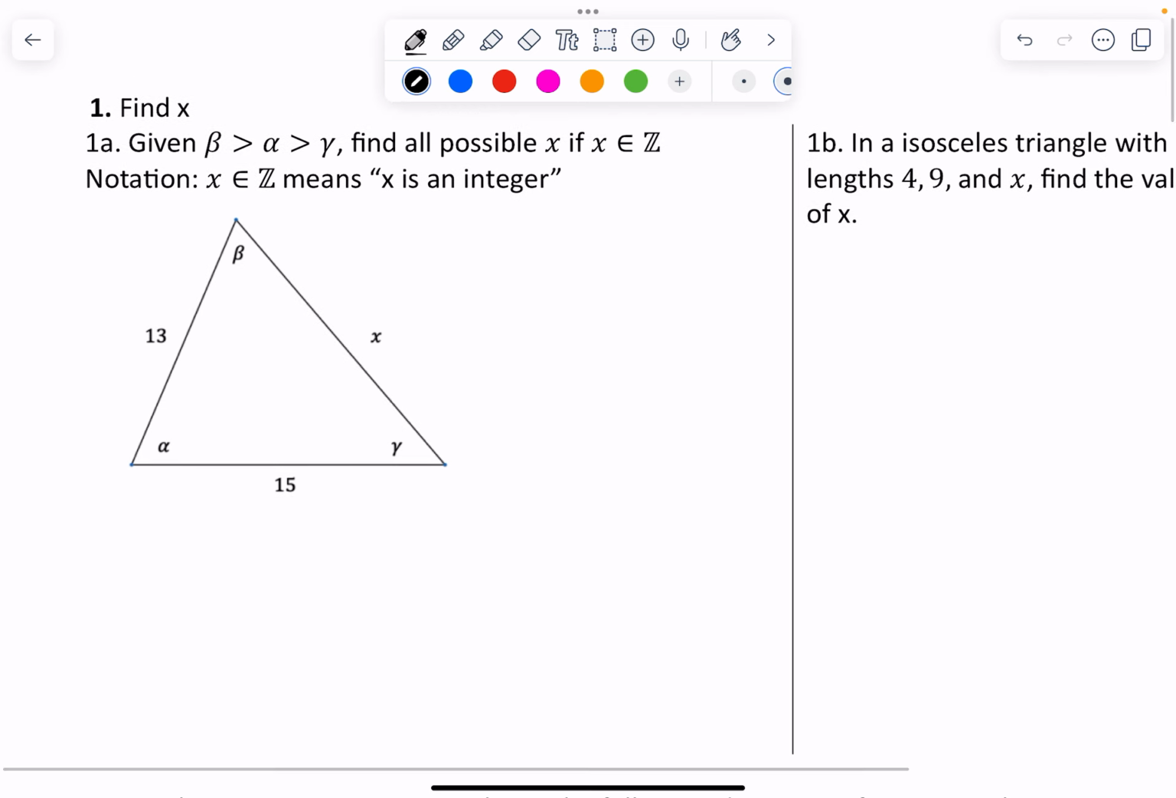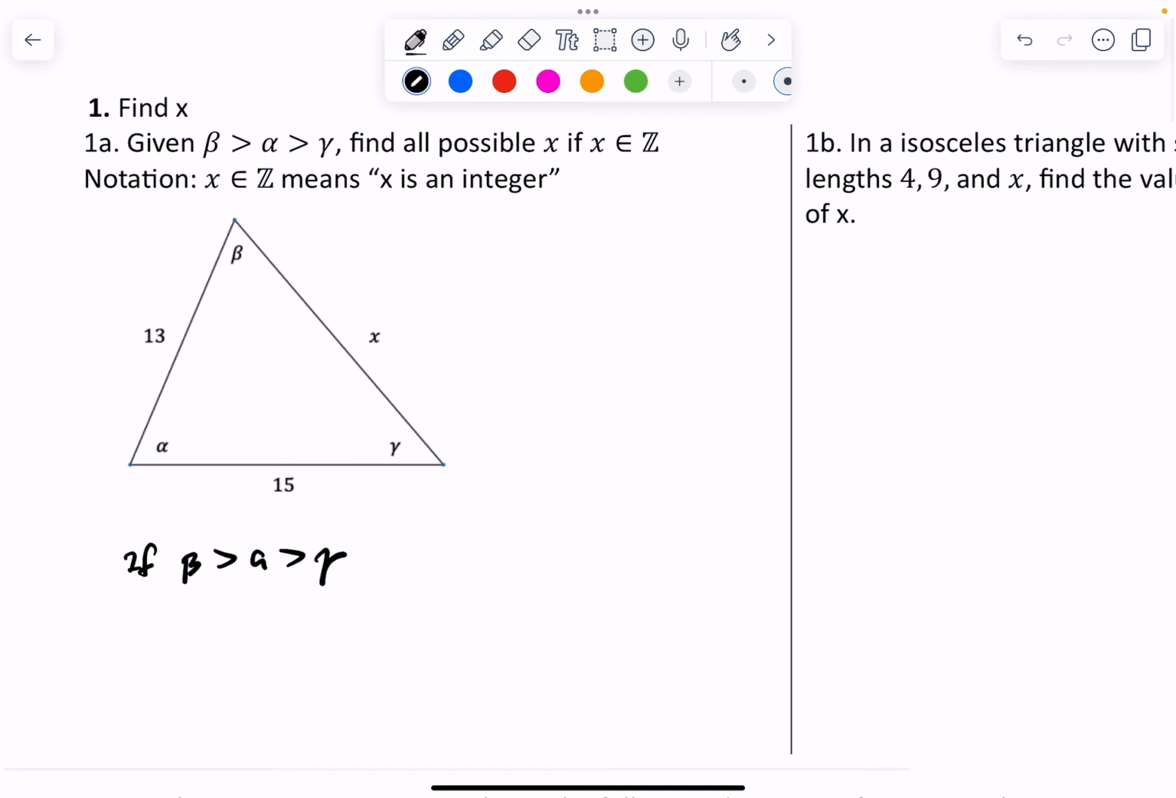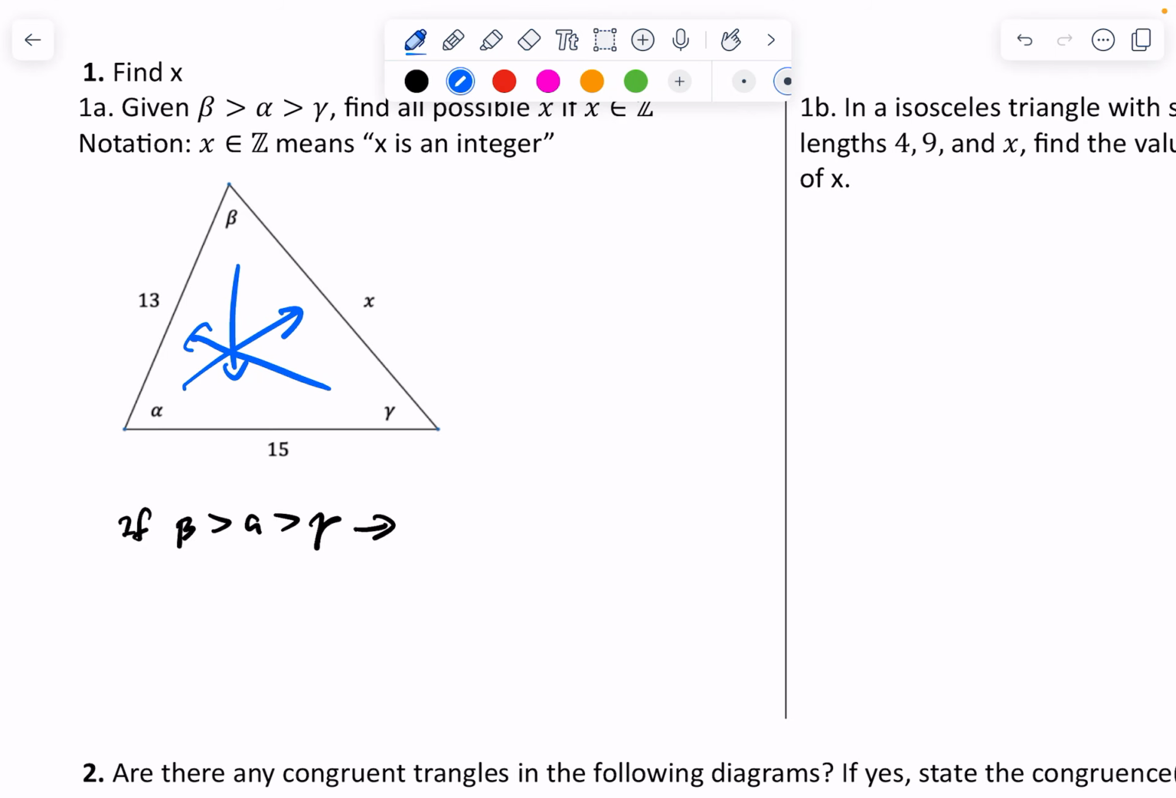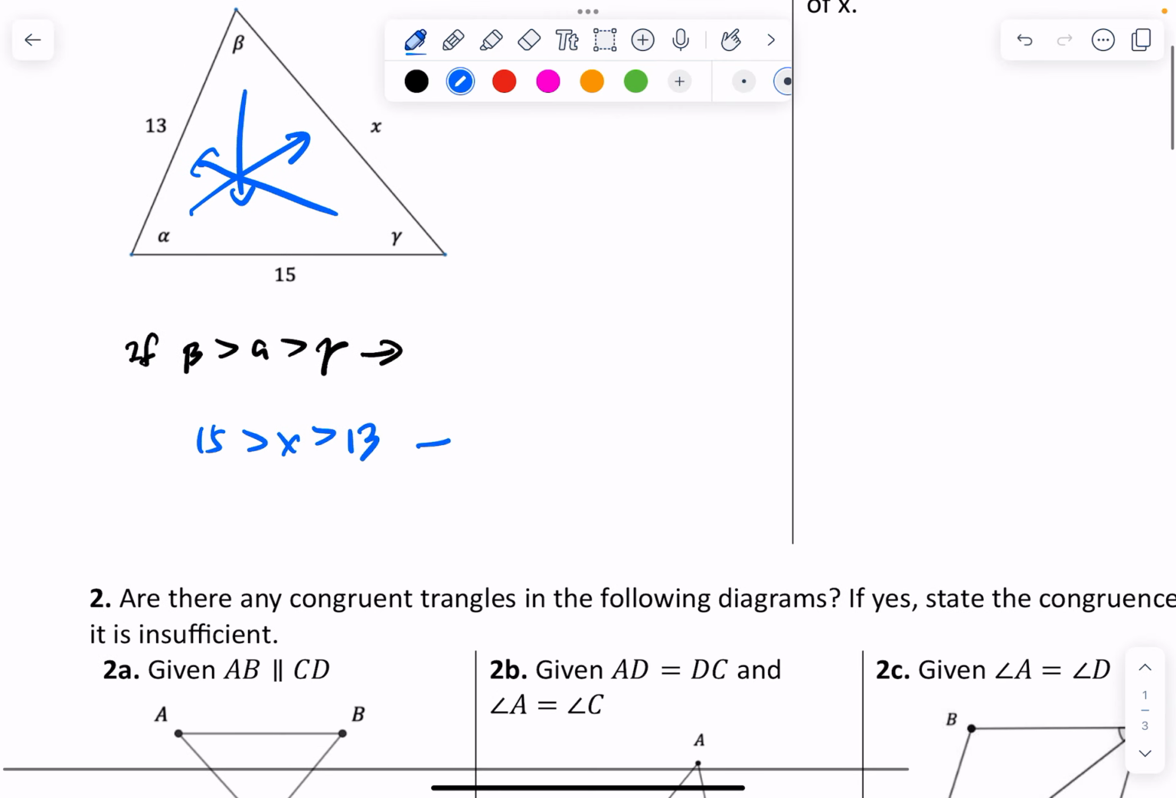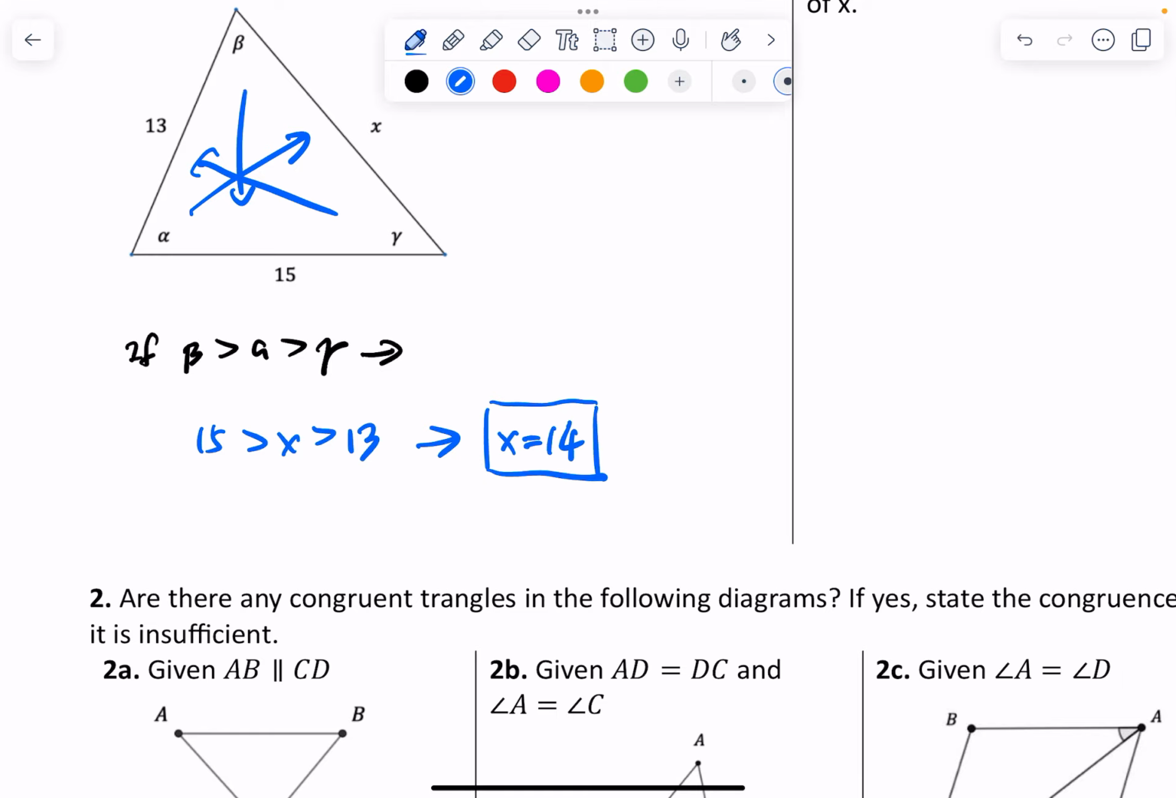So, what can we do for this problem? We can use the following logic. If beta is greater than alpha is greater than gamma, that means the side opposite to beta is greater than the side opposite to alpha is greater than the side opposite to gamma, which means that 15 is greater than x is greater than 13. So therefore, the only possible integral value of x is x equals 14.